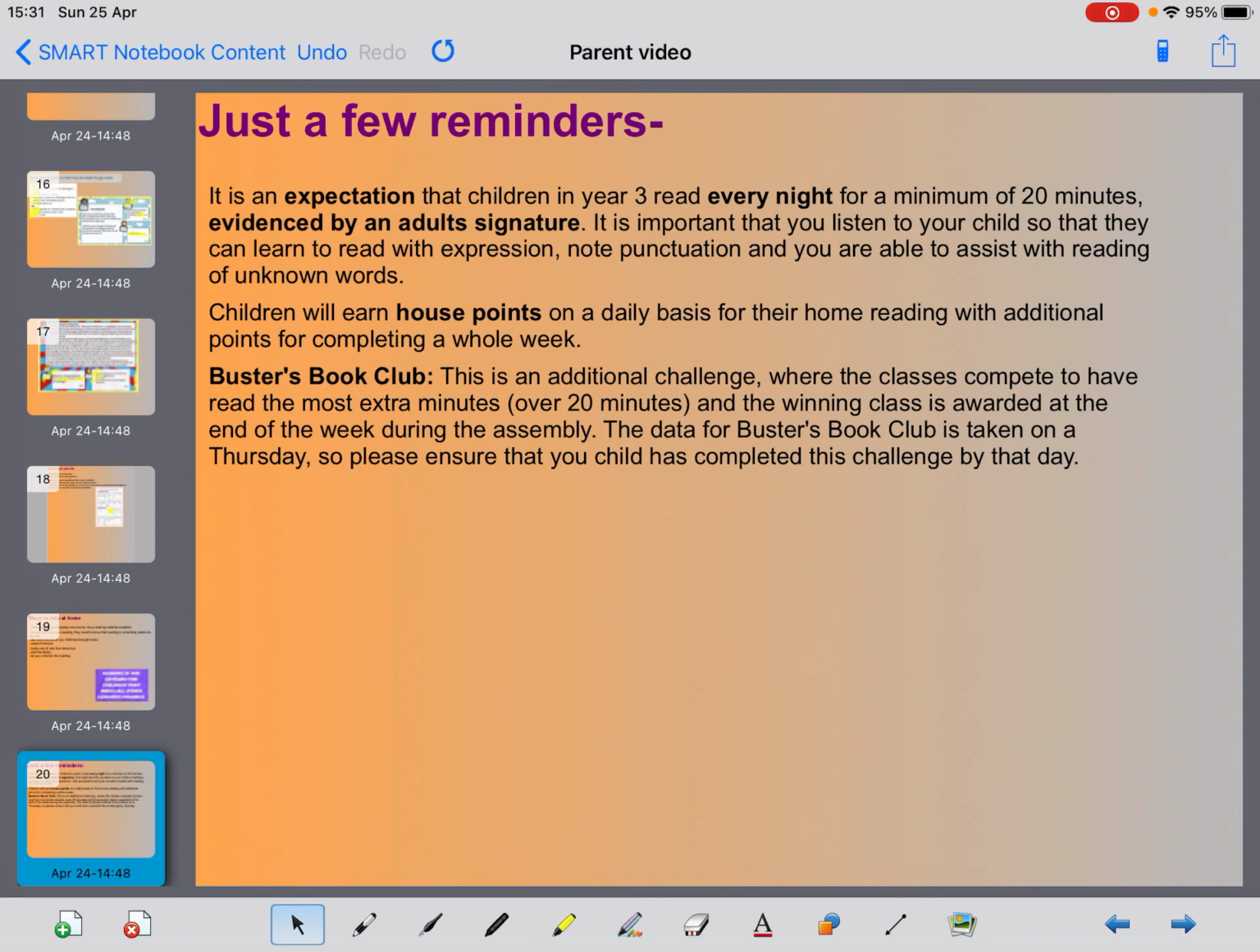We have an additional challenge called the Busters Book Club. This is an additional challenge where classes compete to have the most extra minutes. So anytime they read over 20 minutes, those minutes will count towards Busters Book Club. The winning class is awarded at the end of the week during our celebration assembly. The data for Busters Book Club is taken on a Thursday, so if you ensure your child has completed this challenge by that day, in the front of their learning journal, there is a bookmark where you can sign the date that they read for more than 20 minutes, how long they read for, and a signature, and that can be used for it.